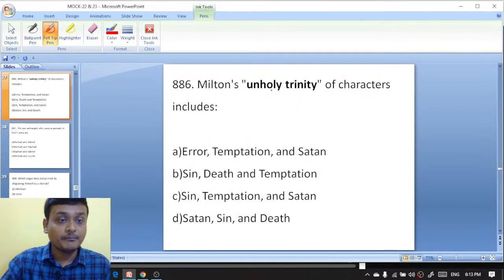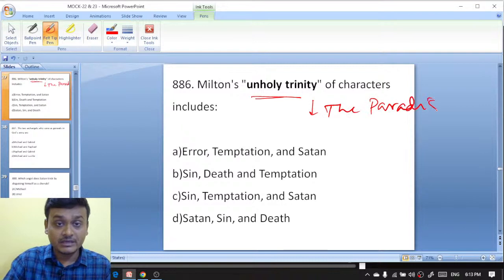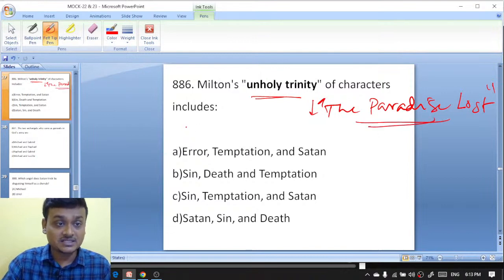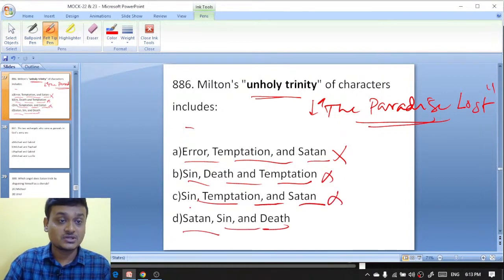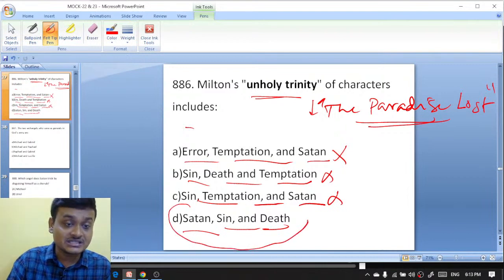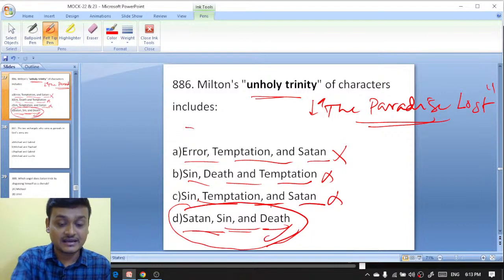Okay. Milton's unholy trinity in Paradise Lost. Milton's unholy trinity in his epic Paradise Lost of characters includes error, temptation, Satan, nay. Sin, death, temptation, nay. Sin, temptation, Satan, nay. It was Satan, sin, death. So the unholy trinity is Satan, sin, and death. D is the right answer.